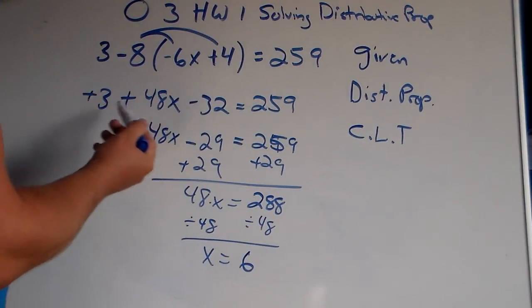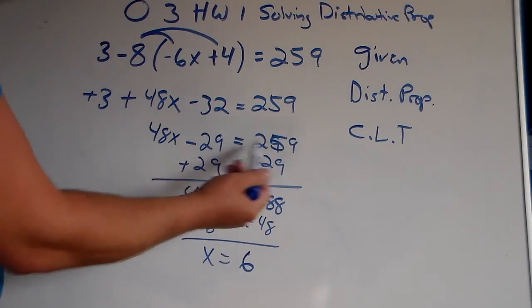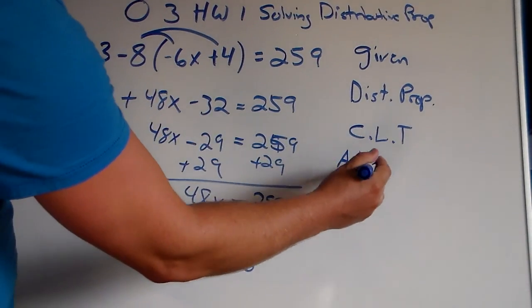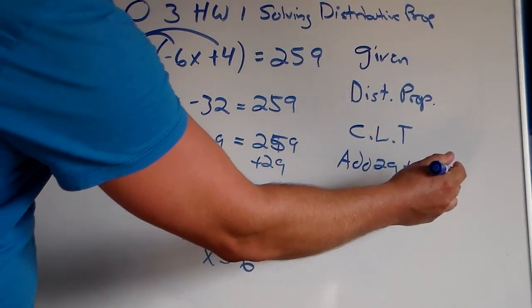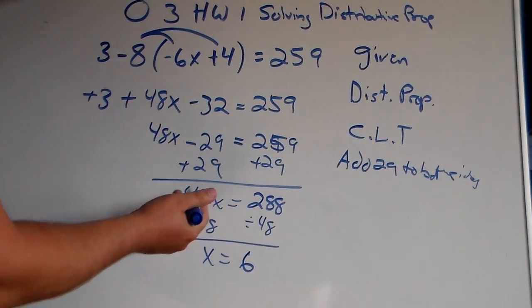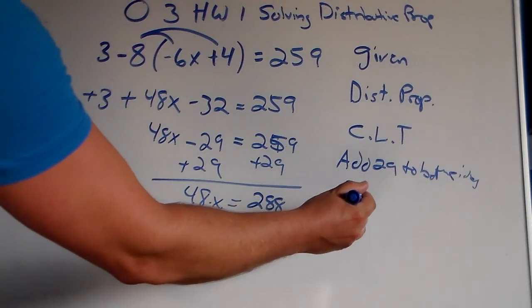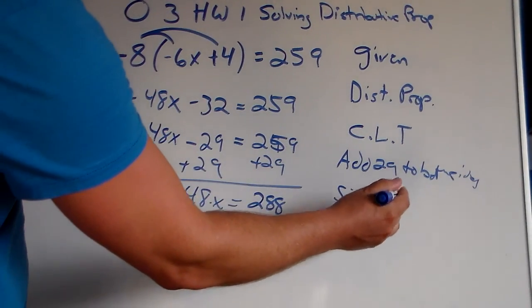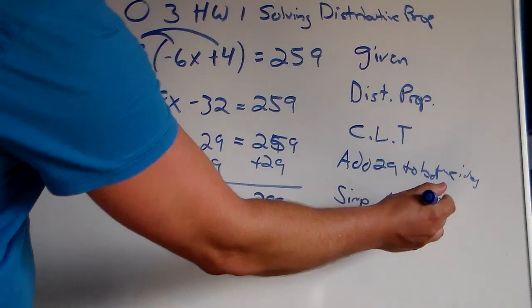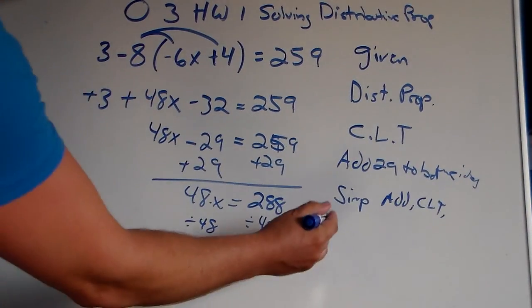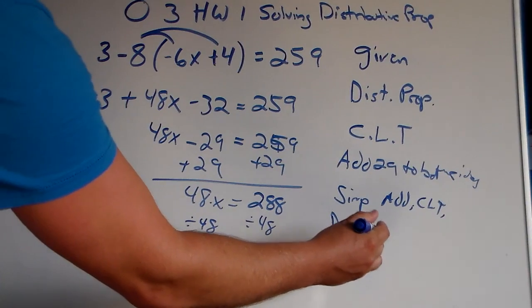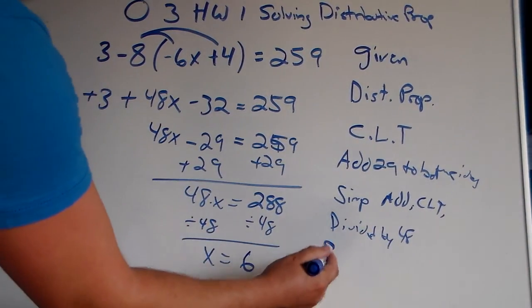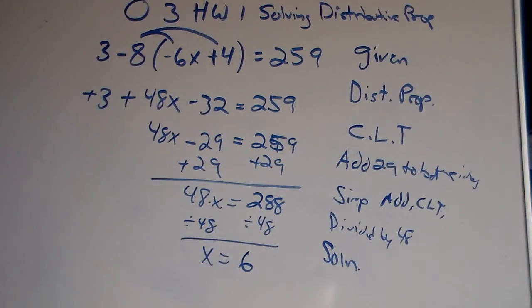So we had our given problem, wrote given. We then did the distributive property. Then we did combine like terms. Then we added 29 to both sides of the equation. We then simplified it by combining our like terms of 259 plus 29. So we combined like terms right there. And then we divided by 48 to both sides. And then our solution of x equals 6. And that's problem number 7. Next we'll do problem number 8.